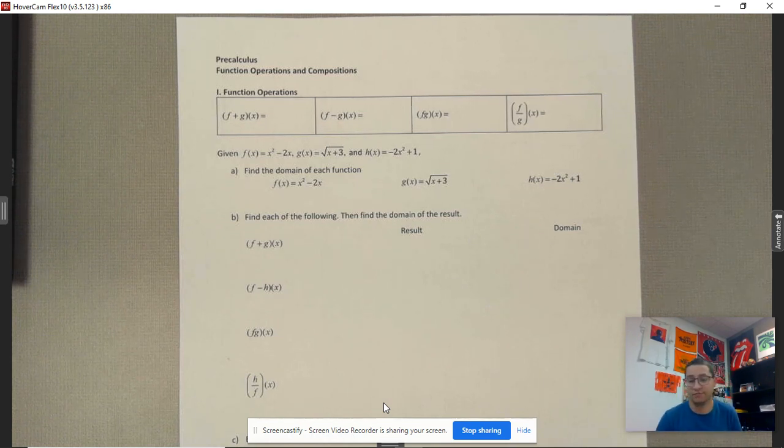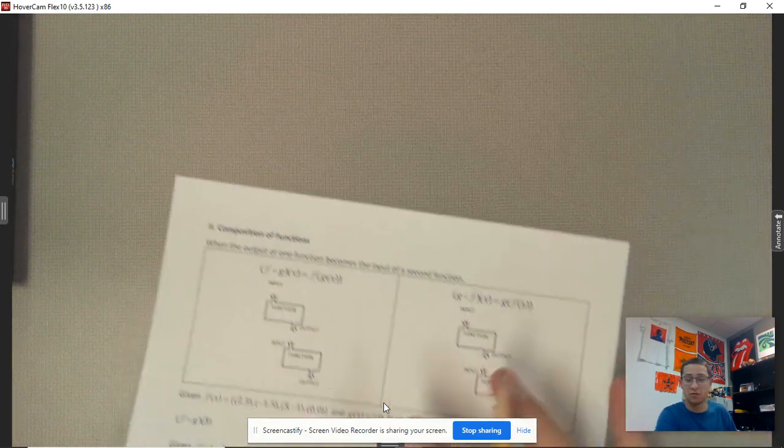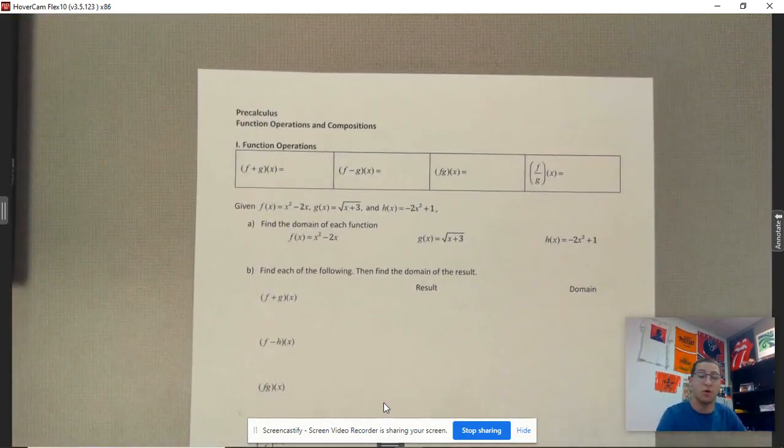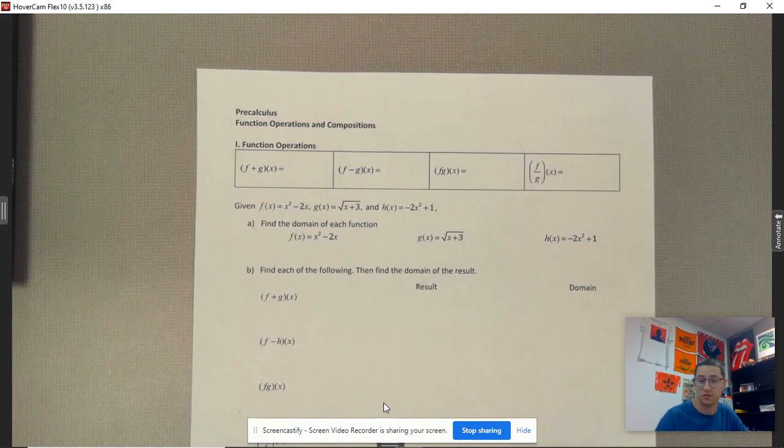Function operations. There's four, right? There's always kind of our four basic operations. You've got adding, subtracting, multiplying, and dividing. That's exactly what we're doing in the beginning. Then this next page is a little bit different, a little more complicated. That's what we call a composition on the back. But these first four, it is literally adding, subtracting, multiplying, and dividing functions. So let's just get that out of the way.